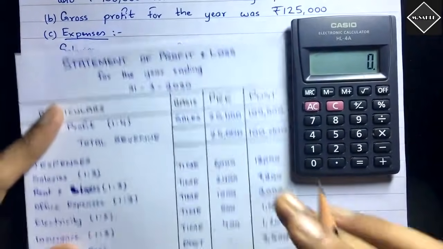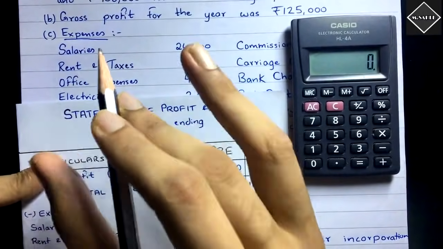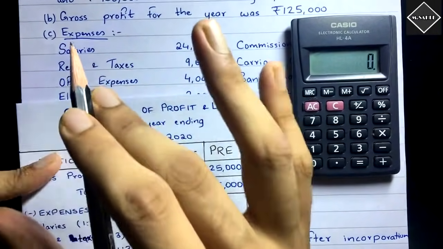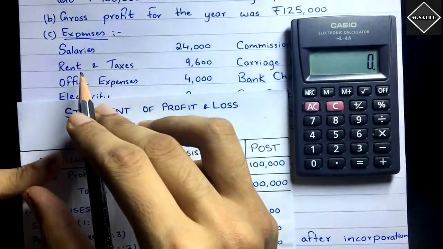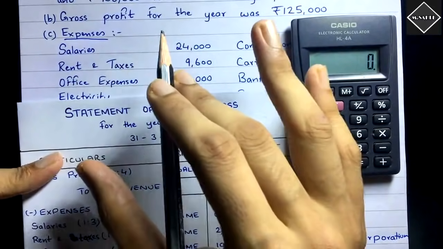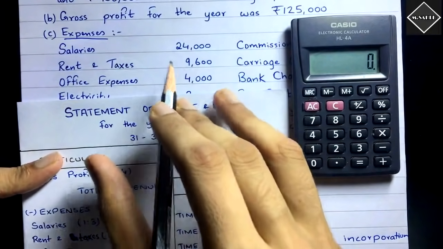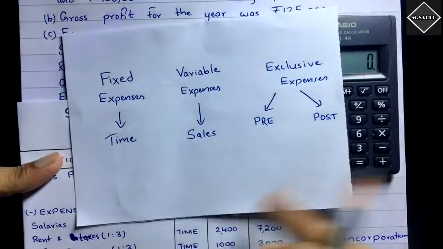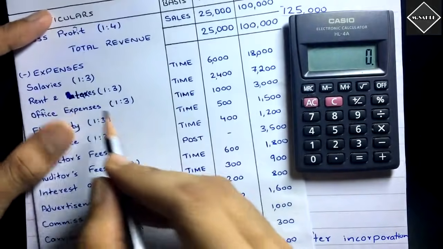And then we have rent and taxes. Now what are rent and taxes? Rent and taxes is a fixed expense. Why is that? Because you have to pay the rent every month regularly. You cannot avoid it. It is not connected with your sales. Here it is given as 9,600. So you have to allocate the fixed expense on the basis of time ratio. So this will be allocated upon the time ratio.